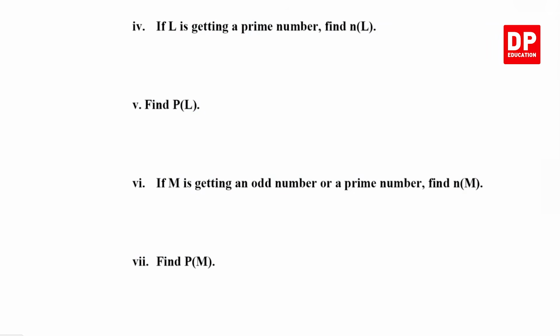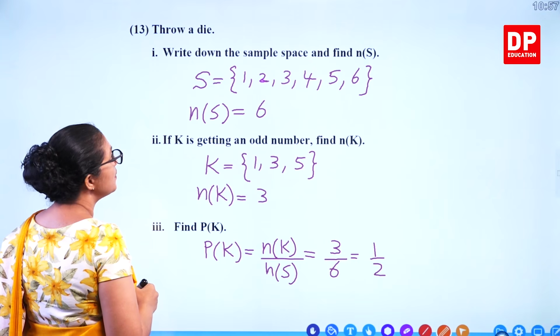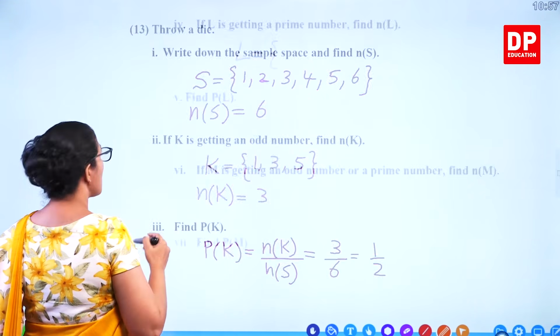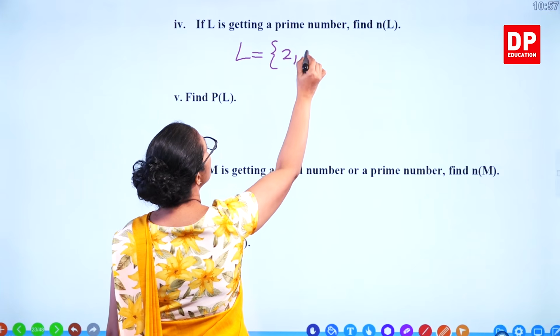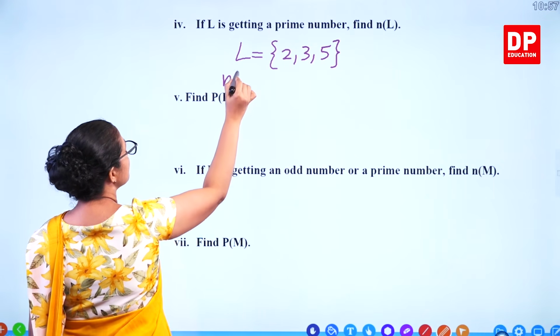If L is getting a prime number, so what are the possibilities of getting a prime number? 2, 3, 5. Those are the possibilities. So how many are there? 3.